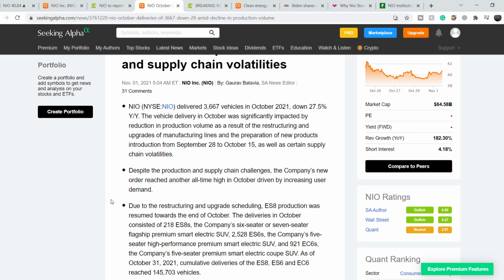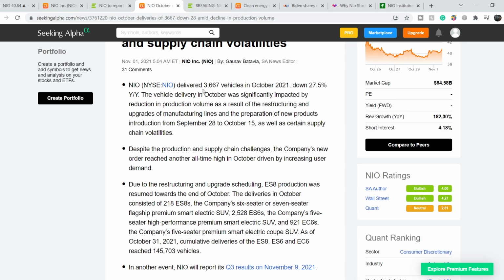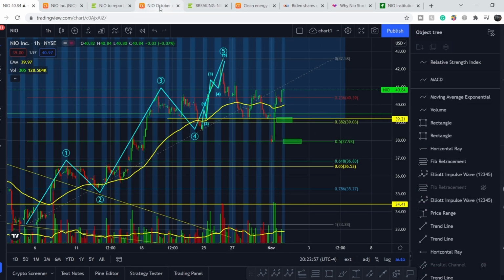And let me quote you these bullets. NIO delivered 3,667 vehicles in October 2021, down 27.5% year-over-year. The vehicle delivery in October was significantly impacted by a reduction in production volume as a result of the restructuring and upgrades of manufacturing lines and the preparation of new products introduction from September 28th to October 15th, as well as certain supply chain volatilities. And this is the main reason why we have this drop in price.